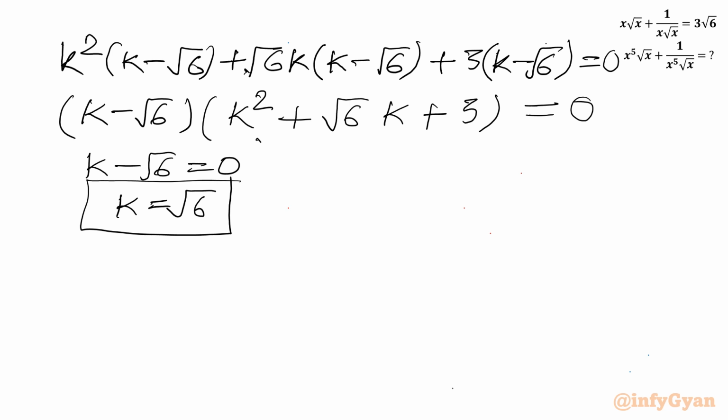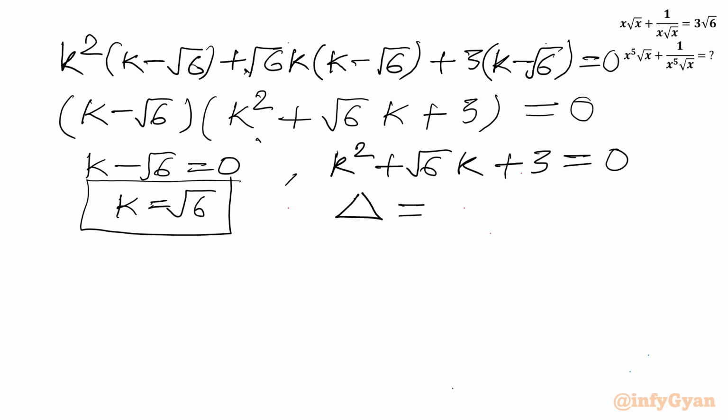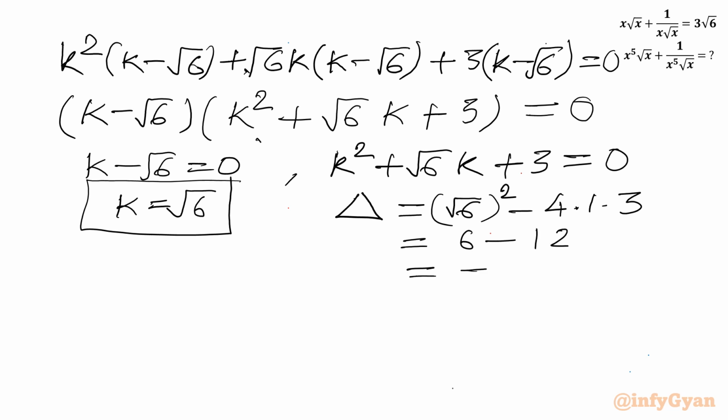Now for this bracket I will write k square plus root 6k plus 3 equal to 0. Let us check only the discriminant. b square minus 4ac: root 6 square minus 4 times 1 times 3. So it is 6 minus 12. The discriminant is negative. So I will write that complex solutions will be there. So we will reject this.